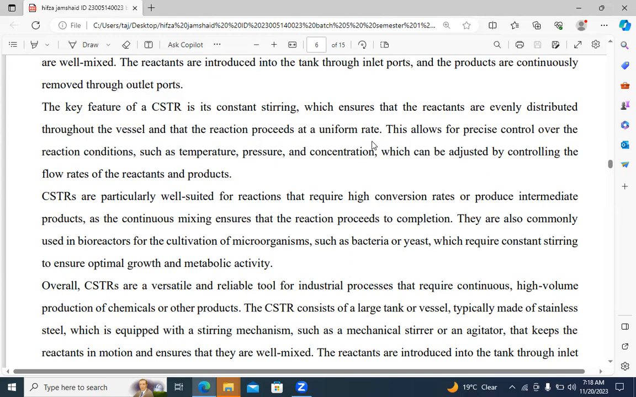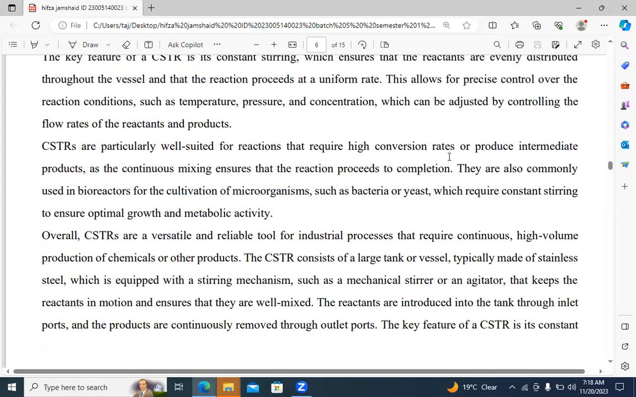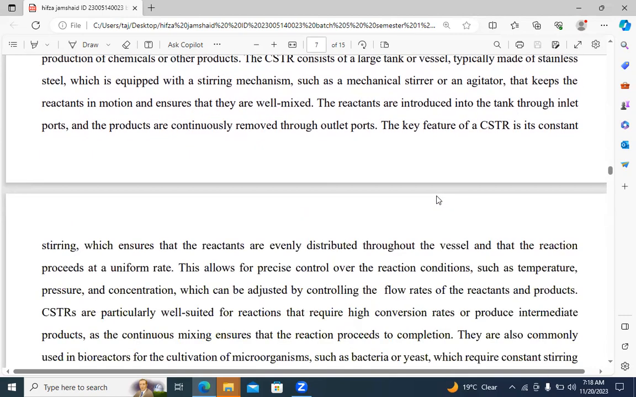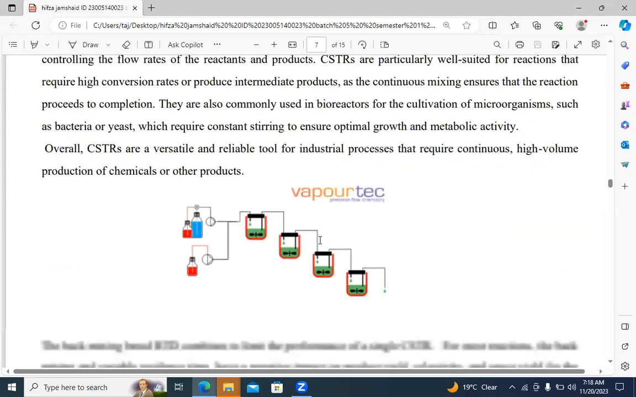So continuous stirred tank reactors are also required for a high conversion rate, and continuous mixing ensures that the reaction will go fast and at a uniform rate. They are commonly used as bioreactors. As the name shows, bio belongs to living. So it is a reactor that we use for microorganisms such as bacteria and yeast, which require constant stirring for their activity and optimal growth. So all the working is written here, as I have discussed.